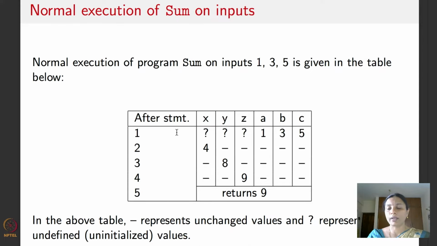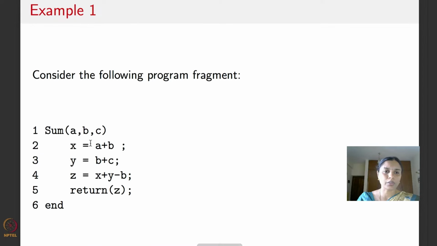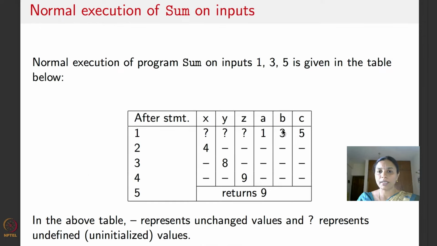So after statement 1, which is the first statement in the program, which lets you pass inputs as A, B, and C, X, Y, and Z are not assigned any values. That's why there are these 3 question marks. After statement number 2 executes, X becomes A plus B. What is A? 1. What is B? 3. So A plus B is 4. So X becomes 4. I've put these dashes to say that the values have not changed, in the sense that I still don't know what Y is, I still don't know what Z is. A remains 1, B remains 3, C remains 5.